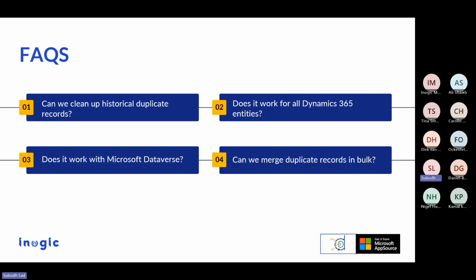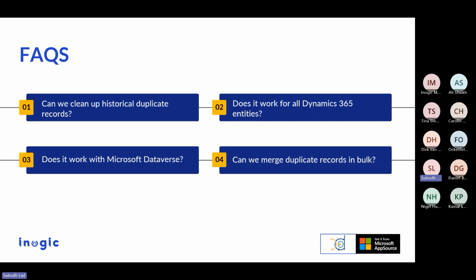Now, the first question that we get is, can we clean up historical duplicate records? Yes, we can. We can either use the tool that we have to detect and merge all those duplicate records, or you can do it within your CRM as well. The second question that we get is, does it work for all Dynamics 365 entities? Yes, it works with all of your custom as well as out of the box entities within Dynamics 365.